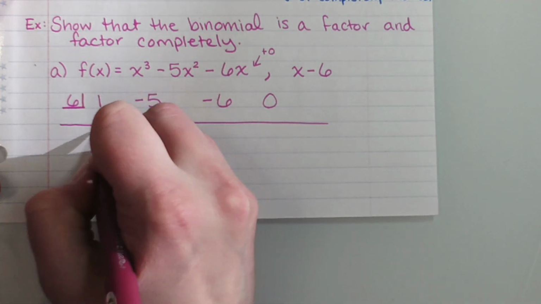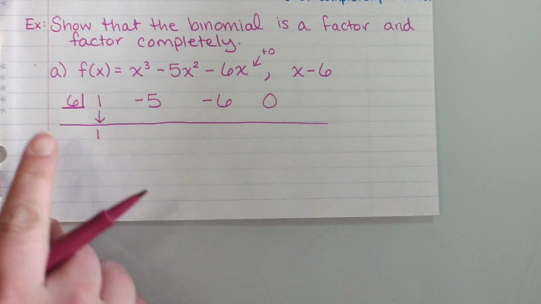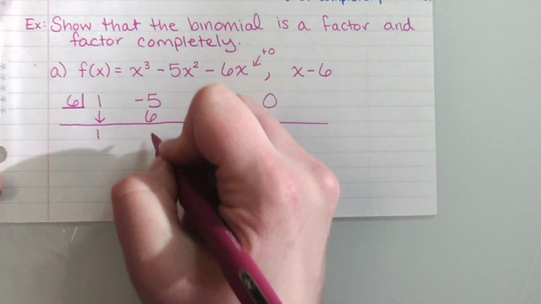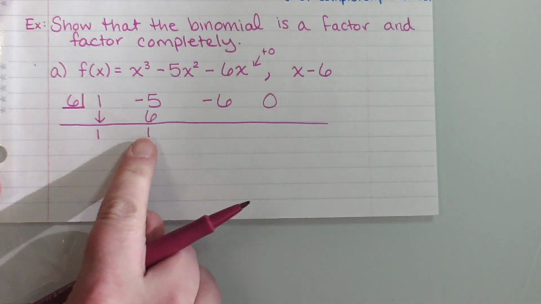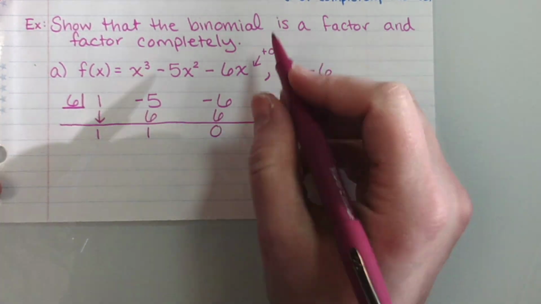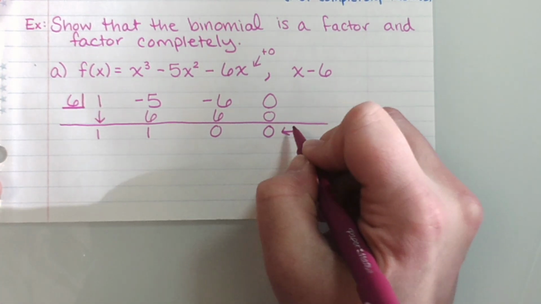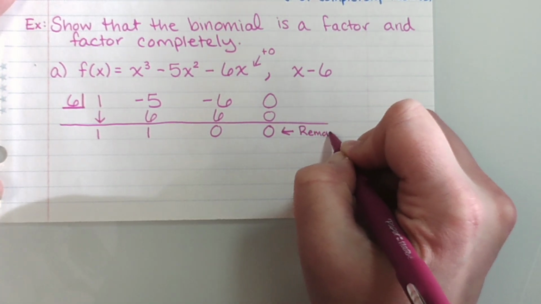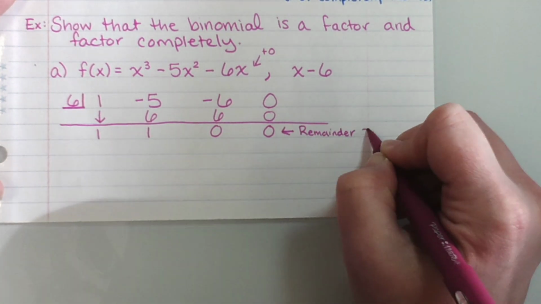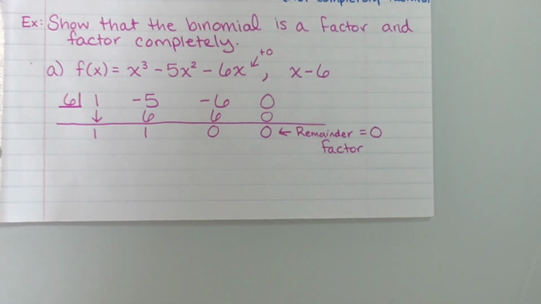Pull down the first term, I get 1. I multiply, I add, I multiply, I add, I multiply, I add. 6 times 1 is 6. I add, I get 1. 6 times 1 is 6. I add, I get 0. 6 times 0 is 0. I add, I get 0. Remainder equals 0 means it is a factor. But now it says to factor it completely.